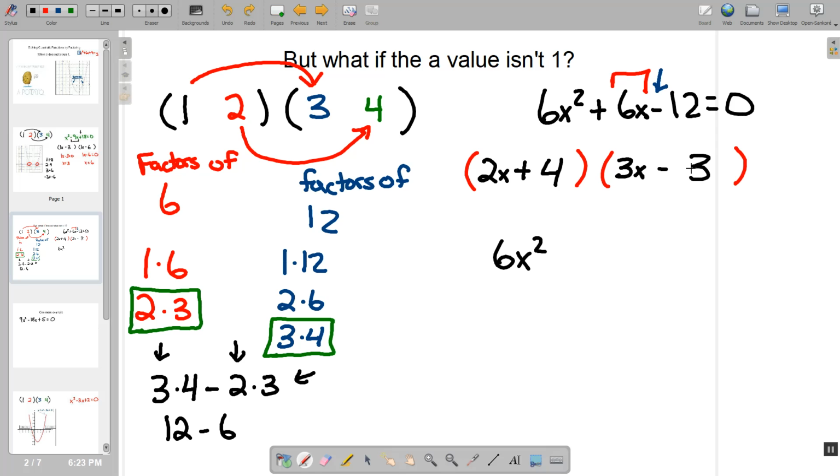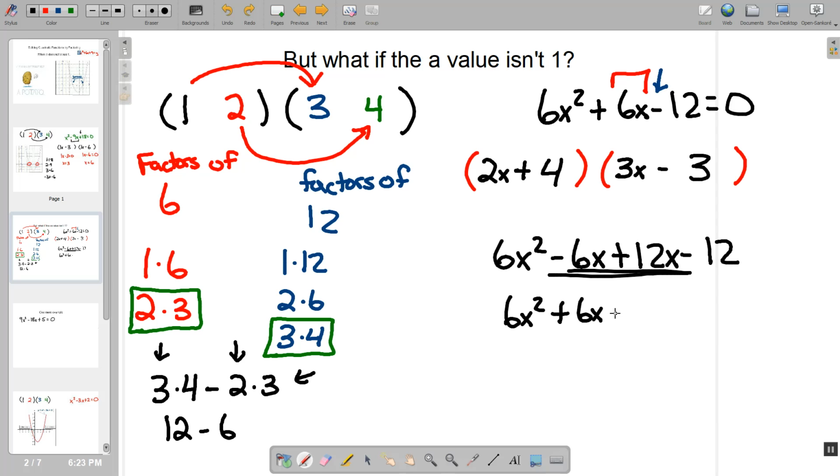Now, the good news about this style of factoring is you can always check your answer by multiplying out. So I would get minus 6x plus 12x minus 12. And I can simplify the middle to get 6x squared plus 6x minus 12 equals 0, which is what we started with, so our factoring must be correct.